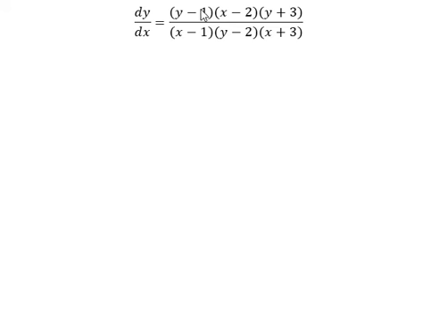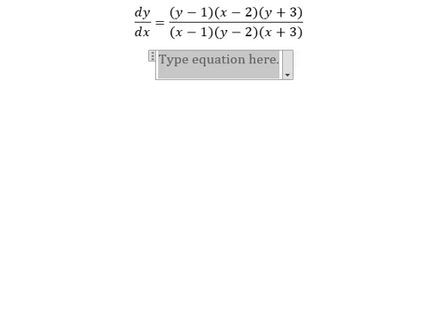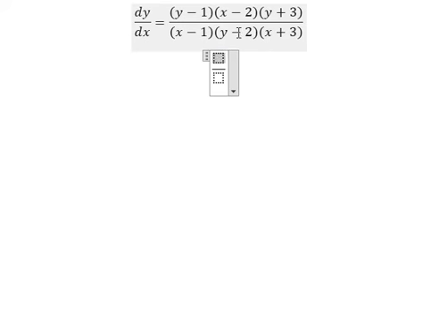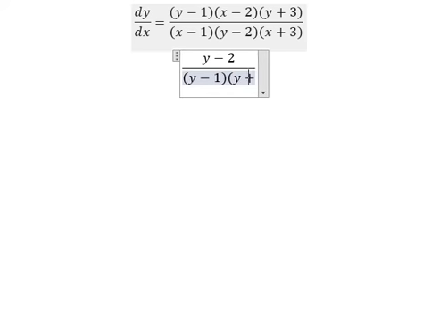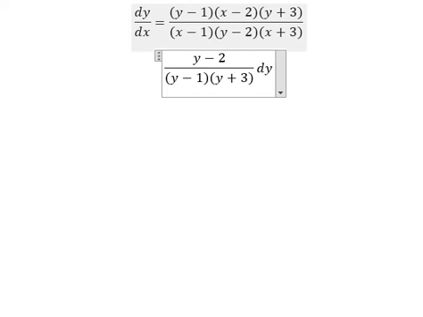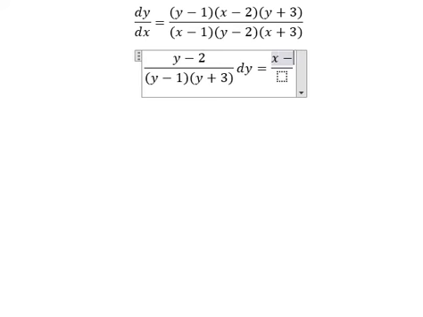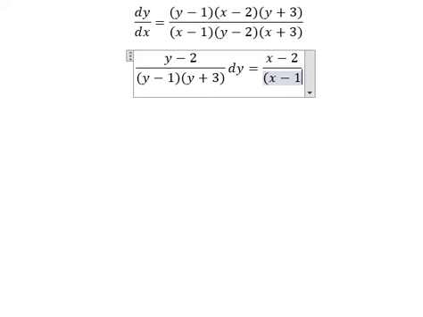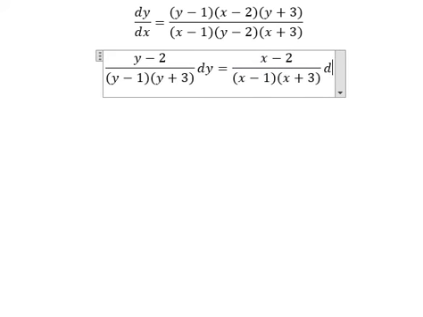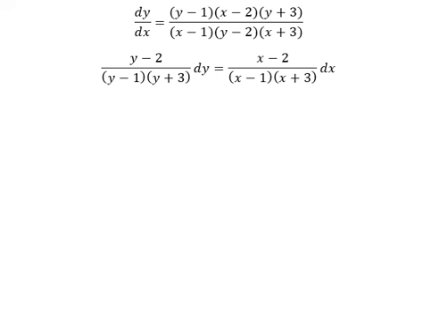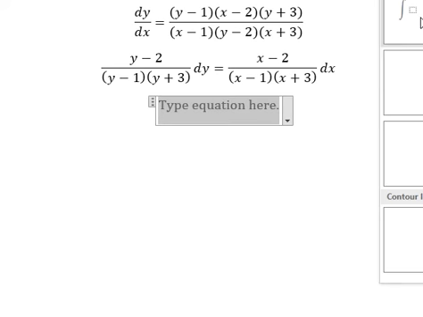The s we put on the right, y-1, y-2 and y+3 we put on the left. So we will have y-2 over y-1, y+3, and we have dy equals to this one. We have s-2, s-1, and s+3 ds. Next, we put the integration for both sides.